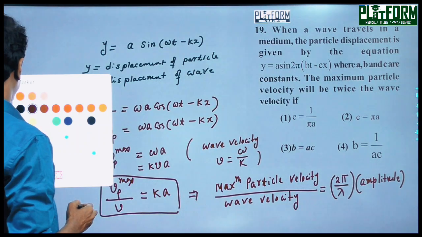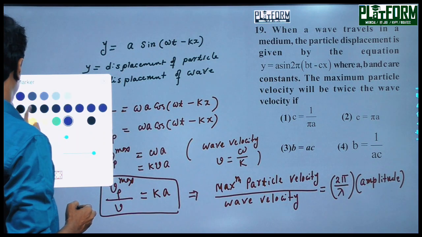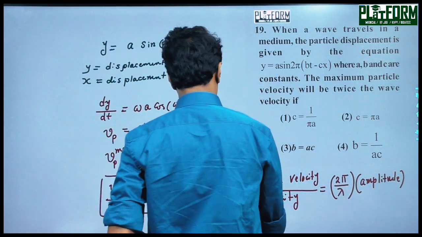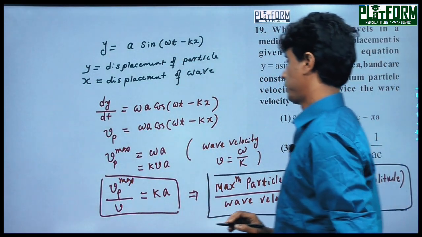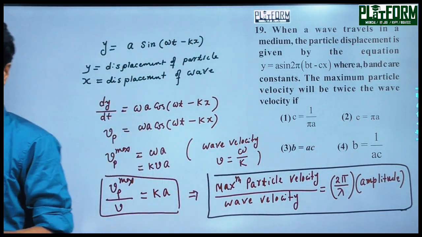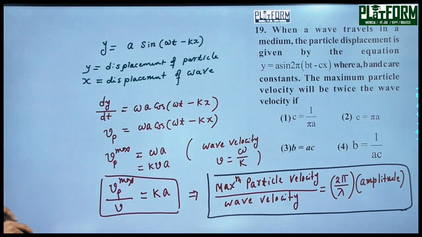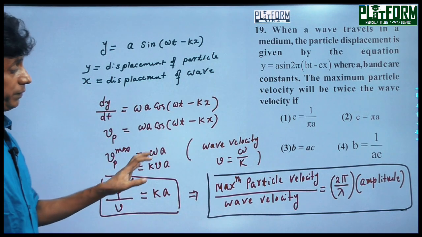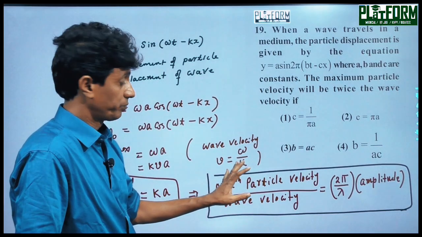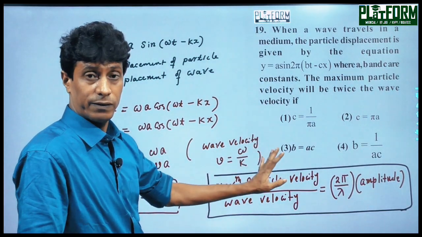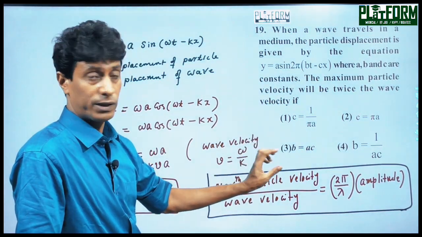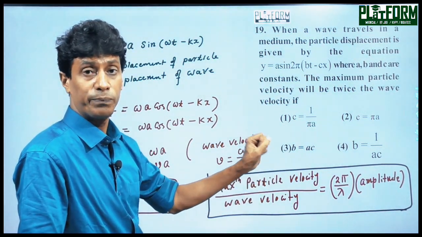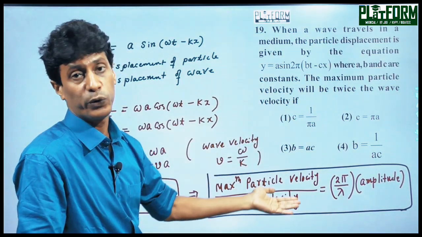So this is a very effective, instrumental formula. You have to apply it in the examination hall for this type of question, so keep this formula special. Maximum particle velocity by wave velocity is equal to twice pi by lambda, where k is the wave number, twice pi by lambda, into the amplitude of the oscillation or amplitude of the wave.